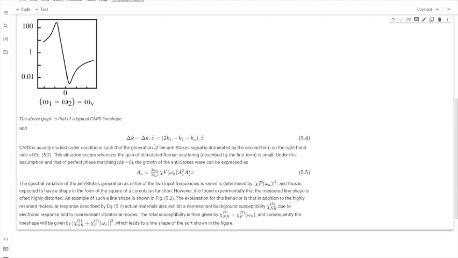CARS is usually studied under conditions such that the generation of an anti-Stokes signal is dominated by the second term on the right hand side of equation 5.2. And this situation occurs whenever the gain of stimulated Raman scattering is small. Under this assumption and that of perfect phase matching, that is Δk equal to 0, the growth of the anti-Stokes wave can be expressed as this following equation.